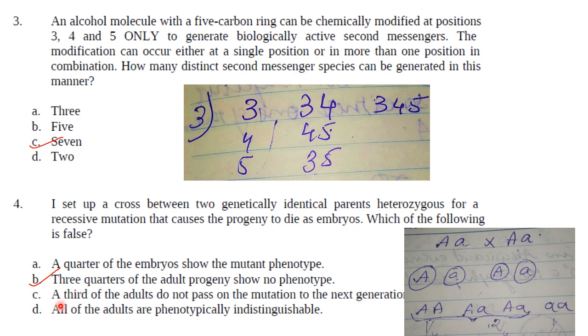A third of the adults do not pass the mutation to the next generation. That is the capital A capital A condition, they will not pass the mutation to the next generation. All the adults are phenotypically indistinguishable. That is also correct. All the adults can be distinguished phenotypically because they have different genotypes, capital A capital A and capital A small a. So the answer here will be option B.